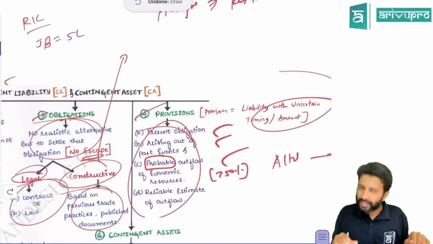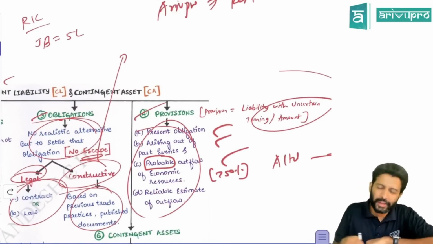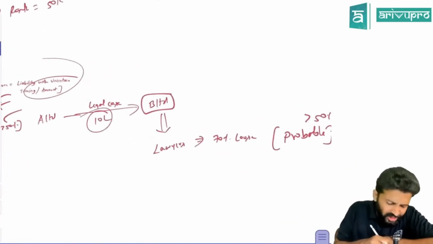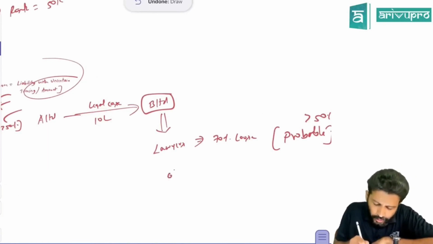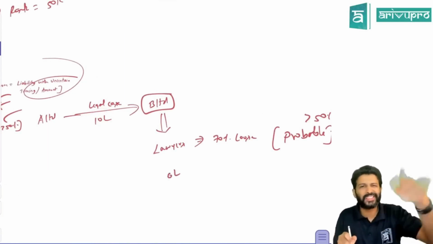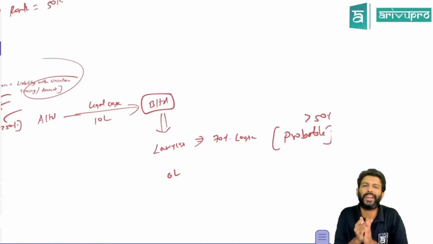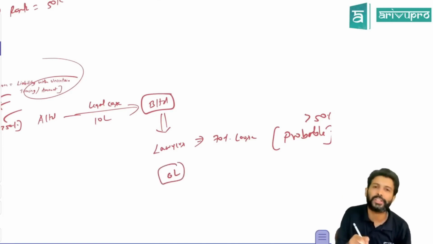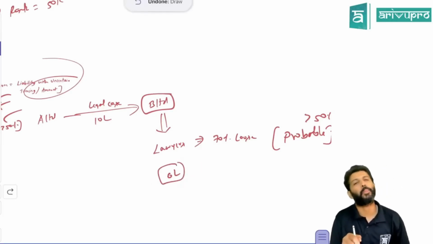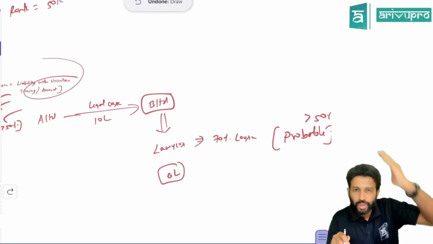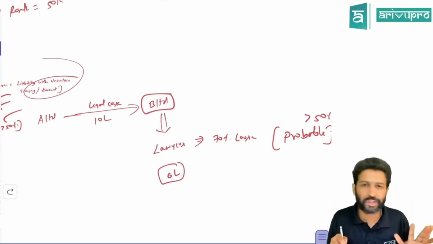How much you will settle this provision for, you should be able to reliably estimate. Let's say a lawyer told us, though A has demanded compensation of 10 lakh, we can settle it for, let's say, 6 lakh rupees. Most probably the court will order us to pay 6 lakh rupees. That means you will make the provision not for 10 lakh, but the best estimated amount of 6 lakh rupees. So if all of them are satisfied, then you will recognize a provision.